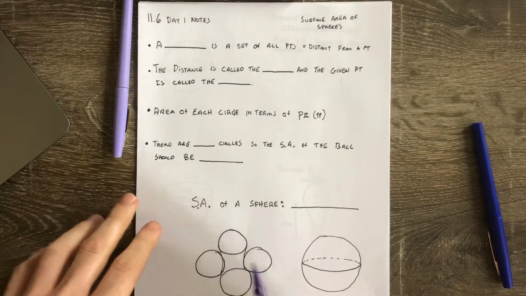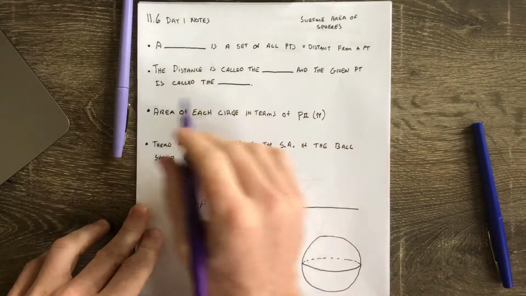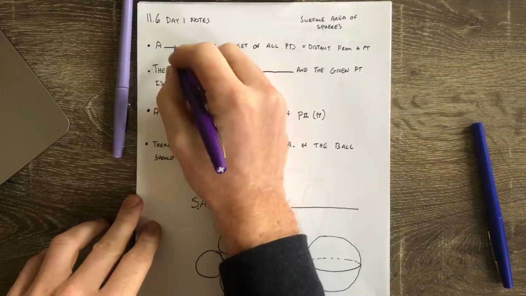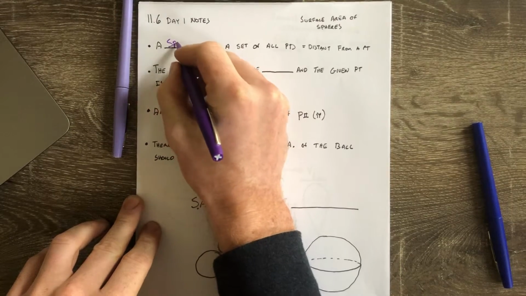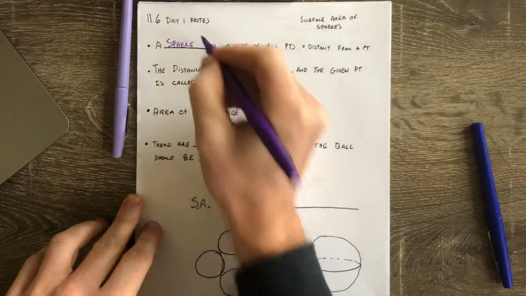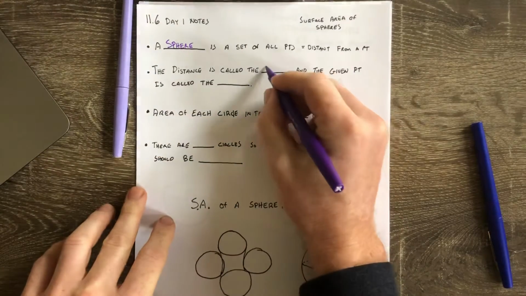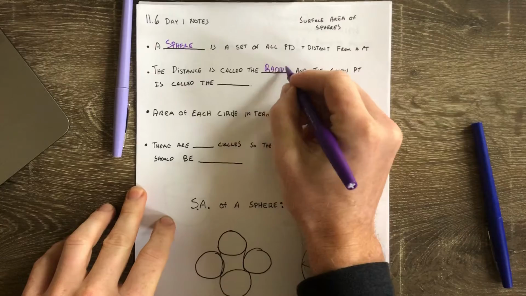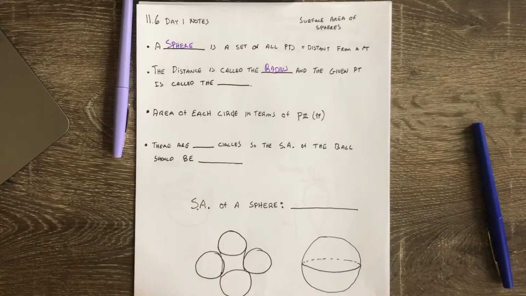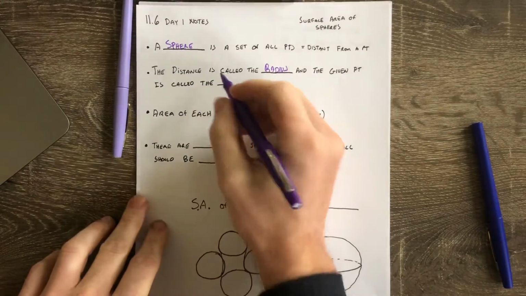So let's go ahead and fill out our notes real quick. A sphere is a set of all points equidistant from a center point. So this will be sphere. That distance is called the radius from the given point, and that given point in the middle is called the center.